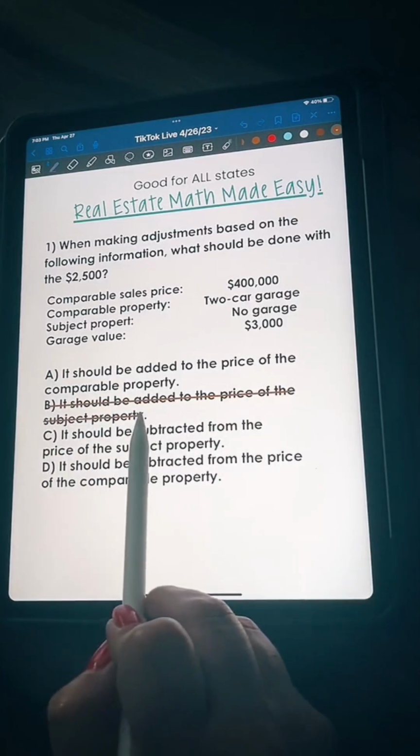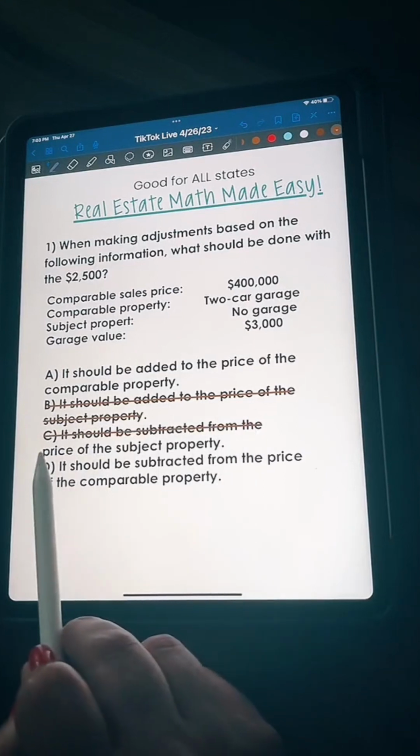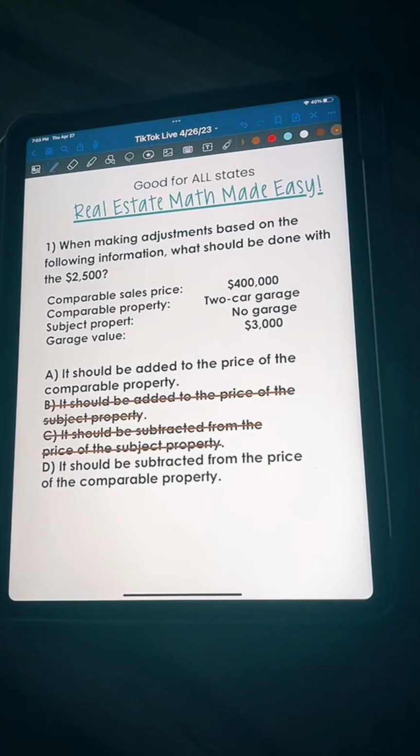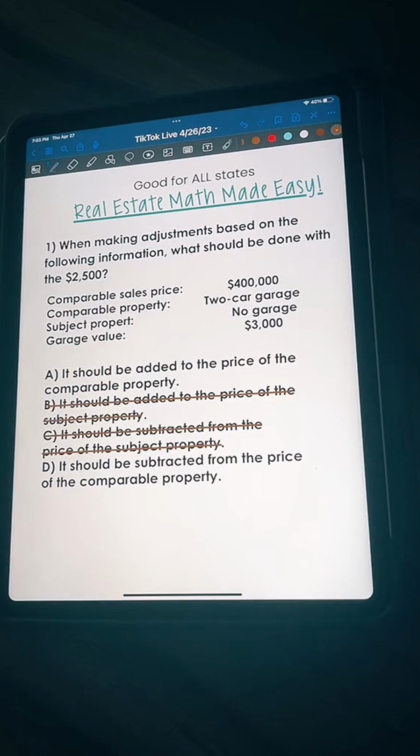B, because the subject property cannot be touched. It always has to come from the comparable. Okay? Because the comparable is the one that's already sold. So we either have to add or take away from the comparable. So the comparable is at $400,000. The comparable has a two-car garage, but the subject property has no garage.